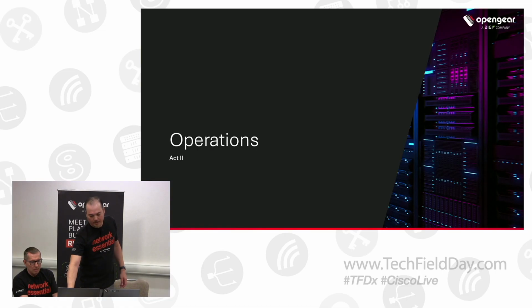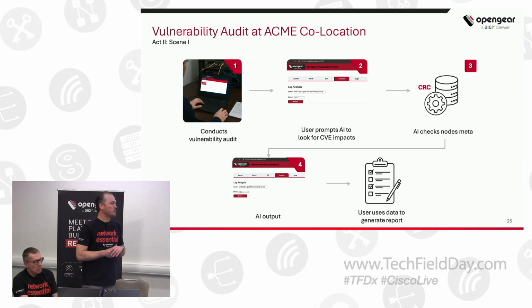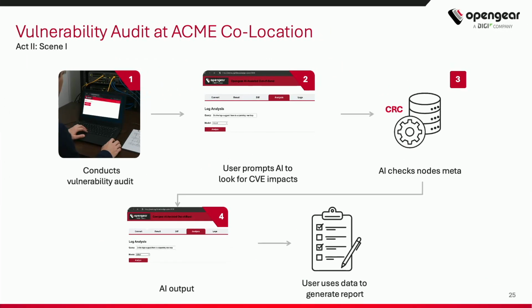All right, so next scenario we're going through is an operational scenario. Everything is up and running, everything's fine, and your security organization says, hey, we want you to do a vulnerability audit at this location, at your Acme co-location in Utah. So what we've done is we've set up in our Lighthouse web app the ability to check for vulnerabilities, specifically based off of the version of software you're running, and do a CVE check.